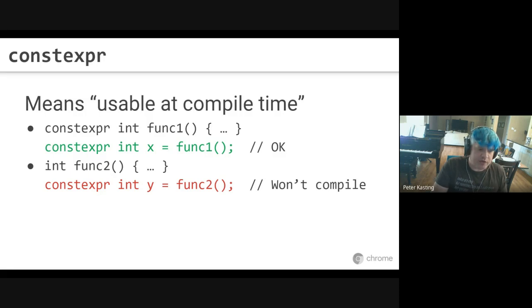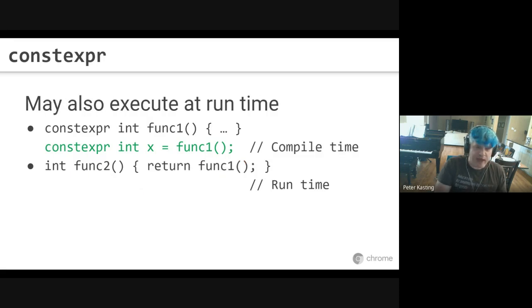Now, just because you can use it at compile time doesn't mean you have to use it at compile time. You can use it at runtime. So here's a case where we have func1 being constexpr, and I'm using it in both a compile time and a runtime context. Func1 is called for x, and it's also called by func2 here. This is totally fine. There is, in fact, a C++20 keyword called consteval that means it's only at compile time, but we're not on C++20, as I noted earlier.